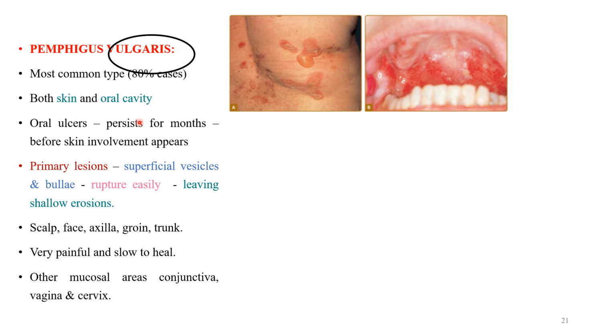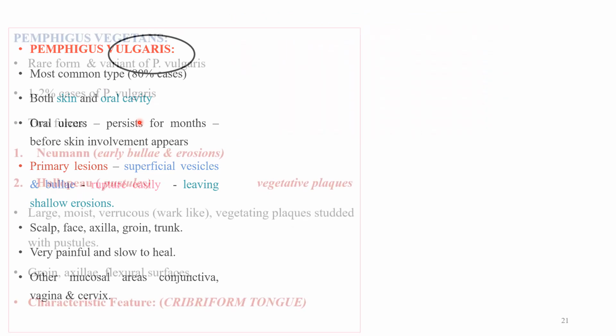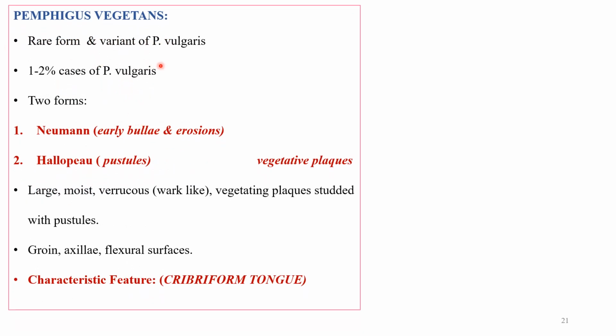So the patient complains of severe painful erosions and often complains about discomfort while eating or drinking. Coming to Pemphigus vegetans, this is a variant of Pemphigus vulgaris which involves both skin and mucous membrane like Pemphigus vulgaris. This generally appears in two forms, that is the Newman form which develops as bulla and erosions, whereas the second form results in formation of pustules. So that is pus filled raised lesions.